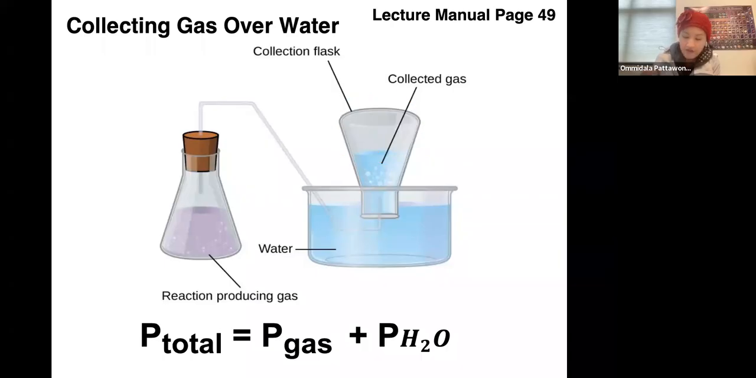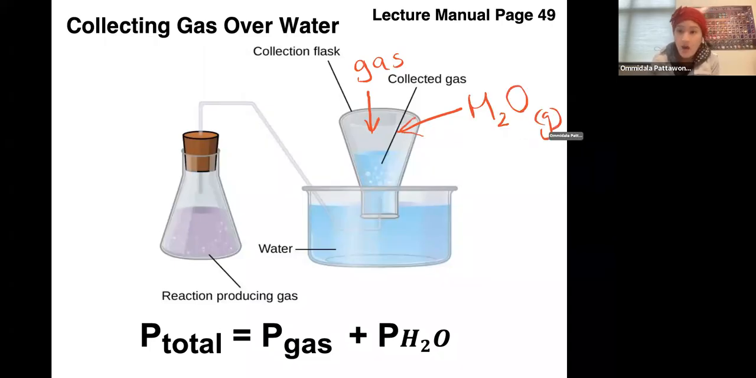But what I would like to emphasize is that because the gas that is generated is collected above water, and because water is going to evaporate eventually too, the gas that is collected in here is not just the gas you are interested in anymore. It also involves the water pressure, the water vapor, because again, water evaporates. So this empty space right here contains the gas that you are collecting and also water vapor.